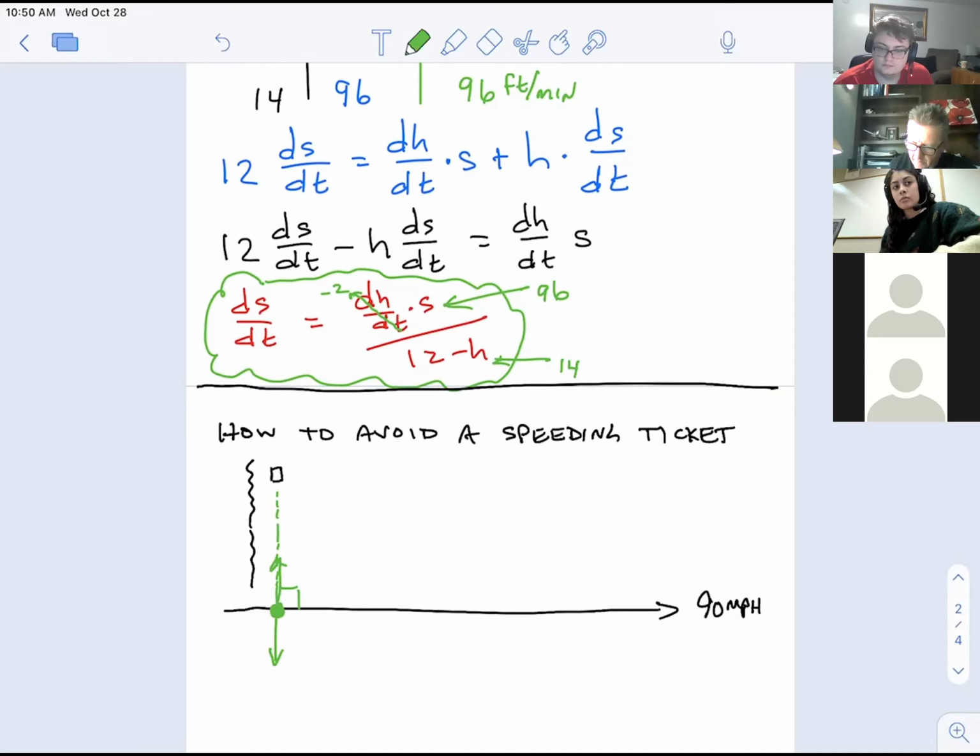What if you're out here? Again, what does the cop read? The cop reads that speed right there. Is that length right there getting bigger? Yes, it is. This is a variable, like G for gun. That's getting bigger. The cop will now read a speed. What speed will he read? Will it be 90? The answer is no.